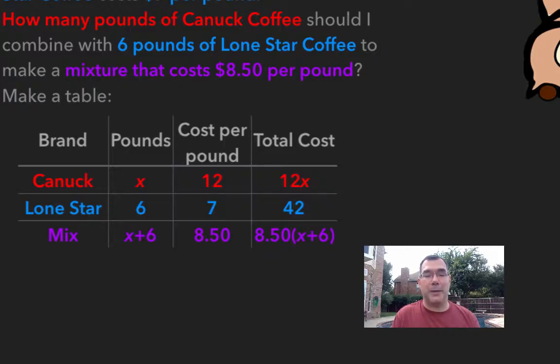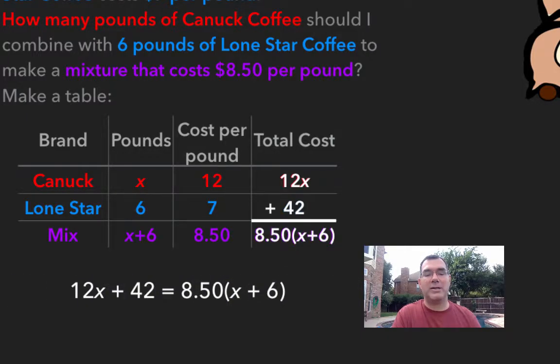I want the cost per pound to be $8.50. I was told that. And so the total cost is going to be the number of pounds, x plus 6, times the cost per pound, $8.50, just like it was when we were talking about each individual brand. So I'm just multiplying across each row to get to that last column. So now I'm going to add the total costs together, and that's going to be my equation. 12x plus 42 is going to equal $8.50 times x plus 6.